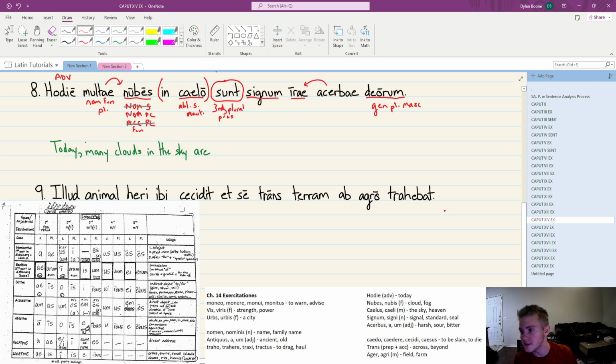Signum comes from signum, second declension, a signal, a sign. So it could be nominative singular, could be accusative singular. I think that's it. Yeah, could be either of those. However, like I mentioned, we don't have a transitive verb going on here. So there's no direct object in the sentence, right?